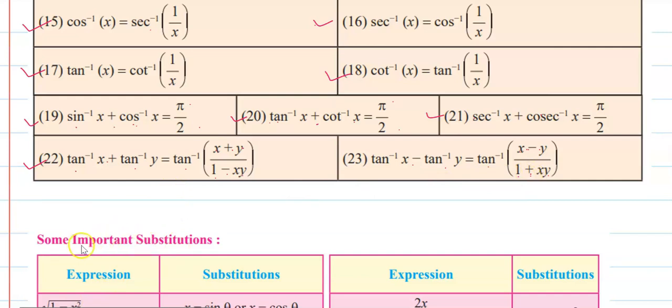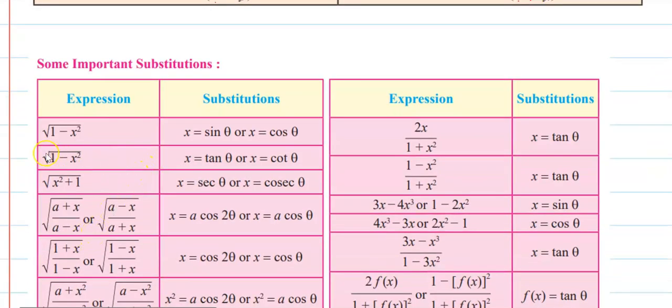Okay, some important substitutions. This is also very important. In root of 1 minus x square, whenever 1 minus x square is there, then x is equal to sin theta, or x is equal to cos theta. In 1 minus x square, x is equal to tan theta or x is equal to cot theta. In root of x square plus 1, x is equal to sec theta or x is equal to cosec theta. These substitutions can come to you with practice. Okay, this is the most important substitution.